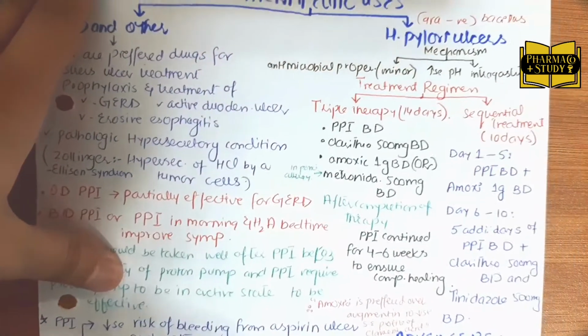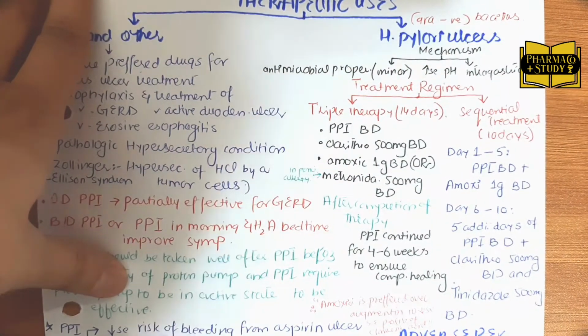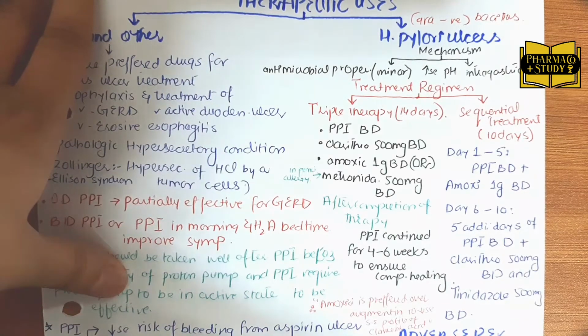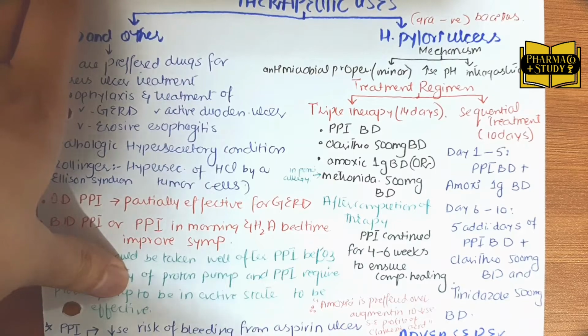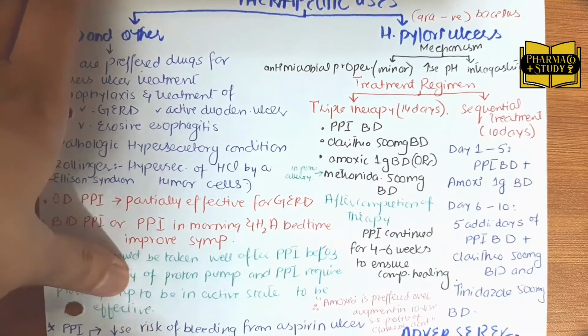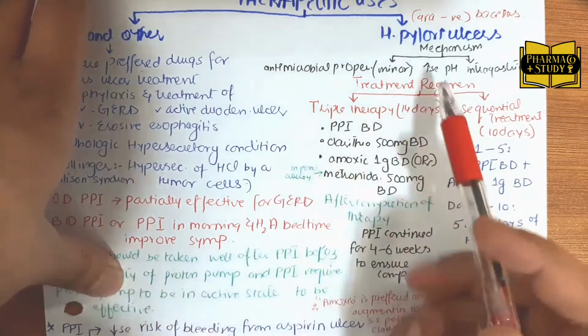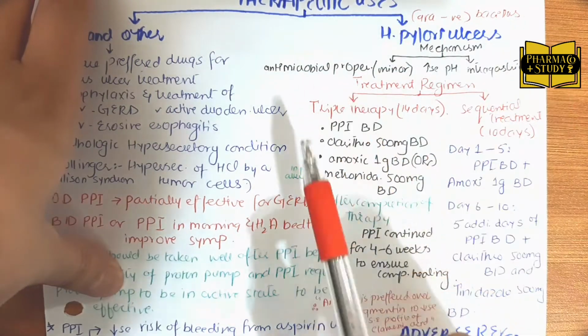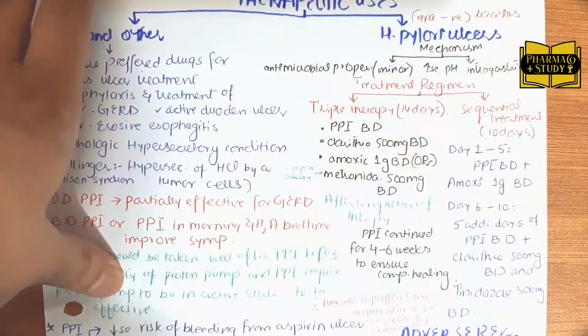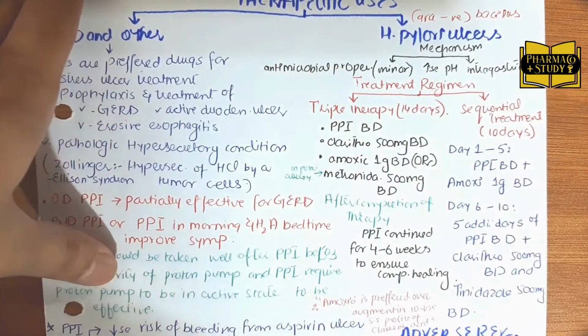Now move toward one of the most important areas of use of the proton pump inhibitors, which is the H. pylori ulcers. Now what are H. pylori ulcers? H. pylori ulcers are caused by the H. pylori microorganism, which is a gram-negative bacillus.